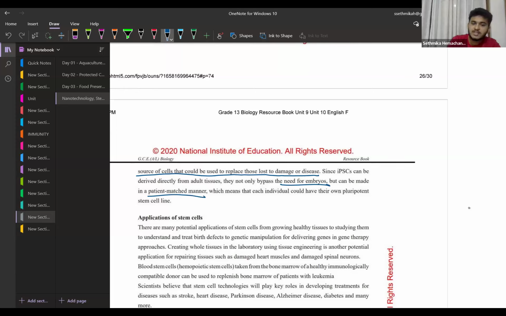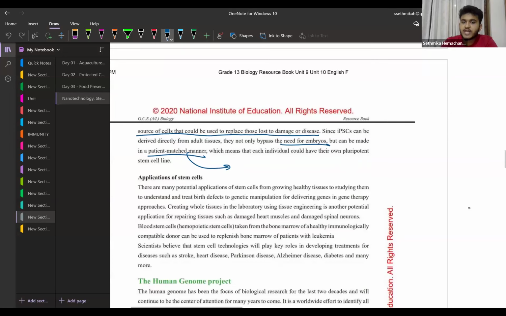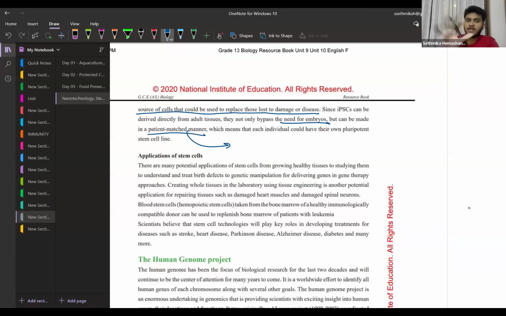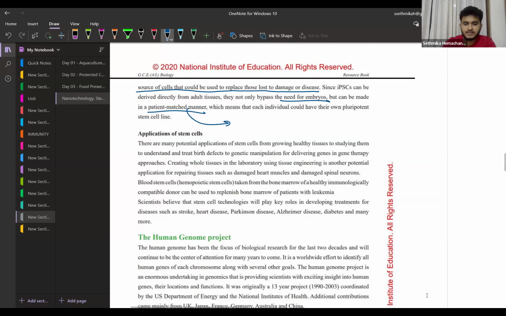Patient match manner means you can take cells from a patient and produce his own set of induced pluripotent stem cells. You can reprogram them into his own pluripotent stem cell line, where his own cells are used to regenerate his own body parts, which means that each individual could have their own pluripotent stem cell line. You take your cell and reprogram it into your own pluripotent stem cell line. Right?